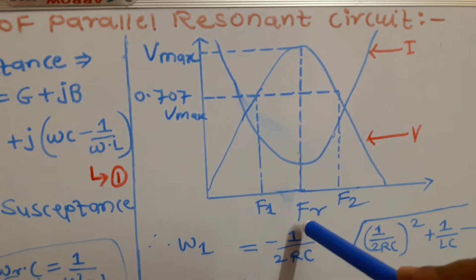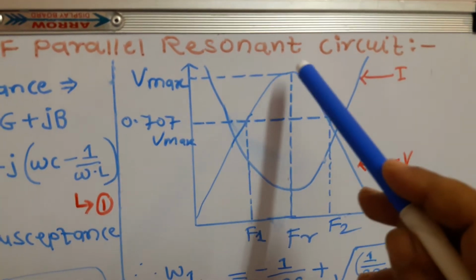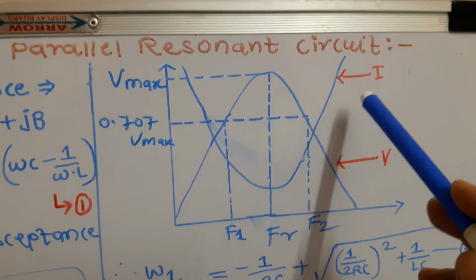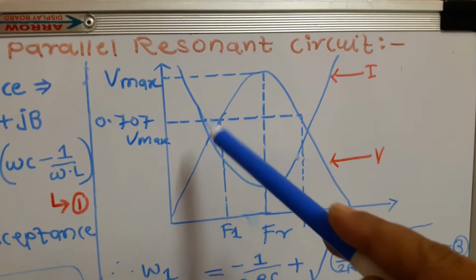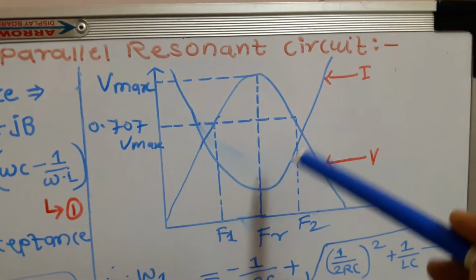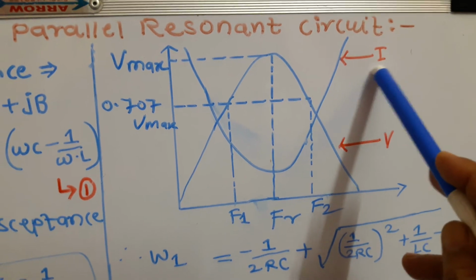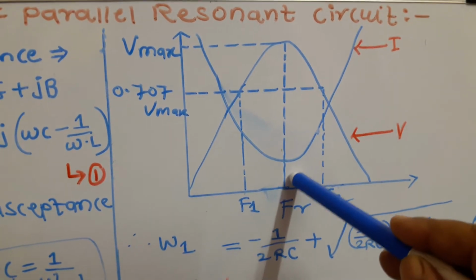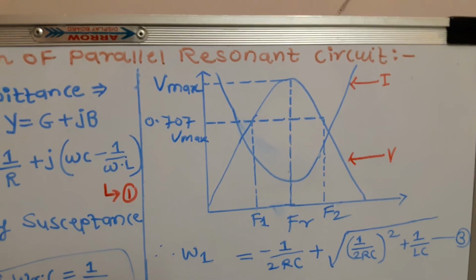We can see at the resonant frequency, this graph is the voltage. It has a bell-shaped curve. So voltage will be maximum at resonant frequency FR, and the current is minimum at resonant frequency, because we know impedance is maximum for a parallel resonant circuit. As impedance is maximum, it offers maximum opposition to the current flow, so current will be minimum at resonant frequency. So this is the voltage and current variation with frequency.